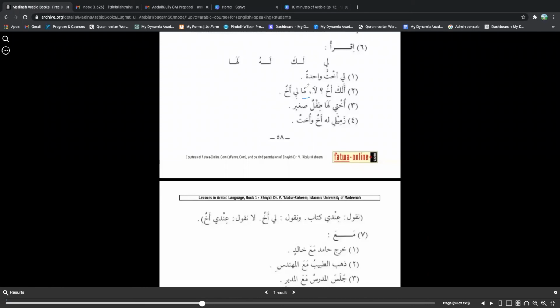Once again, it can mean other things too. Like we say ma hadha means what? What is this? But when you see it here, in front of inda or li, a lot of times it's for negation. You just have to look at the context. Mali, so he's saying I don't have. Ma li akhun. I don't have a brother.